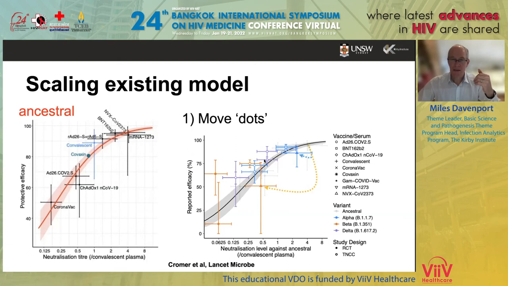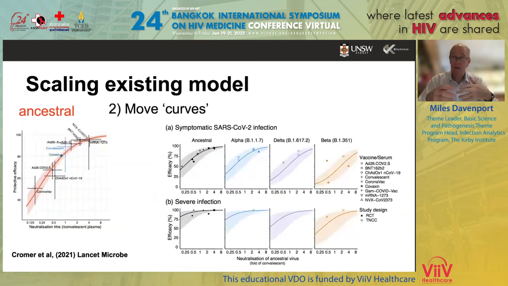So you can see that the drop in neutralization titer is clustering around this line. But another way to visualize it is to simply scale the curves rather than the dots. So you can look at the different variants individually. On the left is the same curve I've been showing you, ancestral versus ancestral. And then we've got the curves shifting right for the alpha, delta, and beta variants.